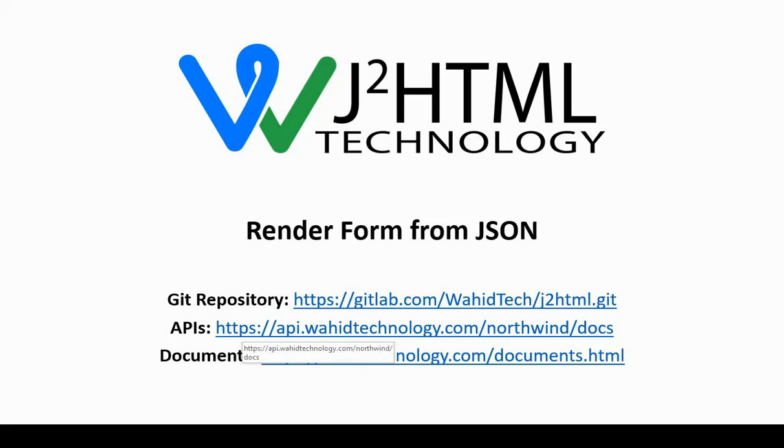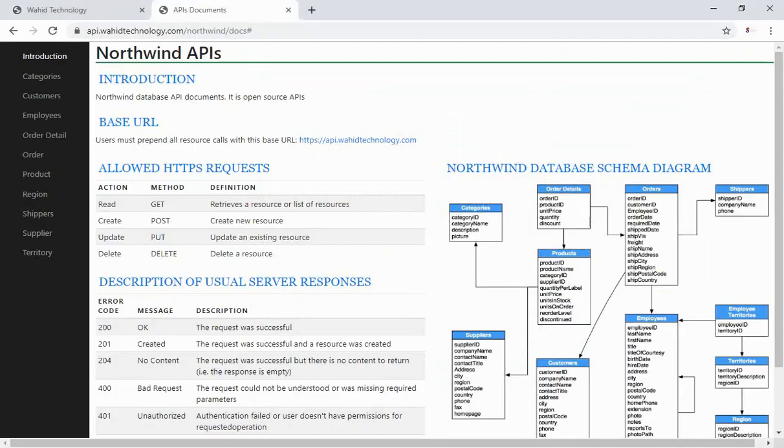In this video, we will give you a quick demo of how to use the J2HTML library. The demo will cover rendering a form component from JSON. There are different methods in our library that can be found on our website, and we can use any of those methods. In addition, we have developed an API with the name Northwind API. It is developed in order to test our J2HTML library. This API is freely accessible and available for all.